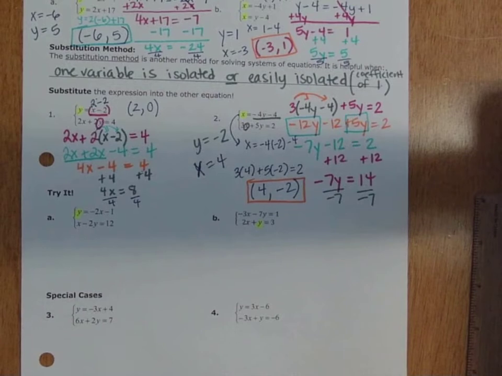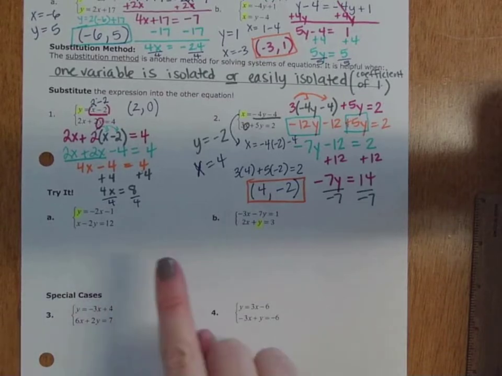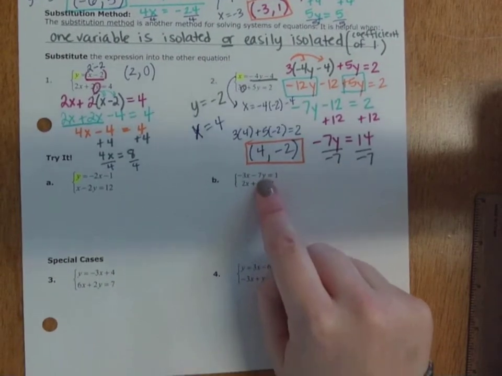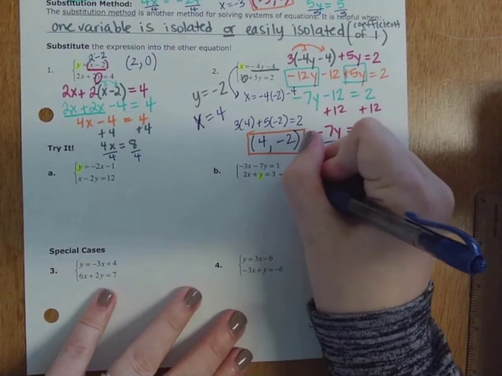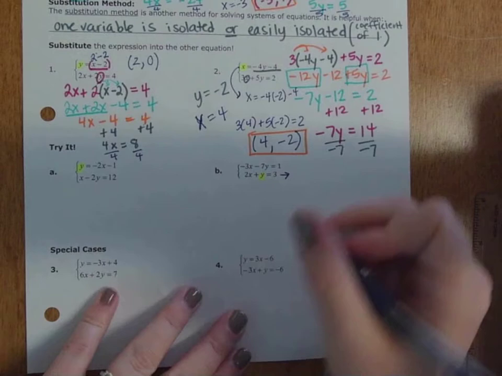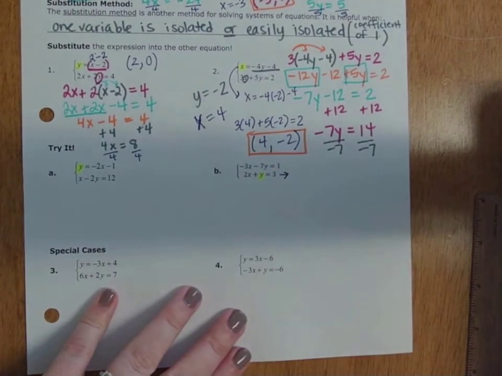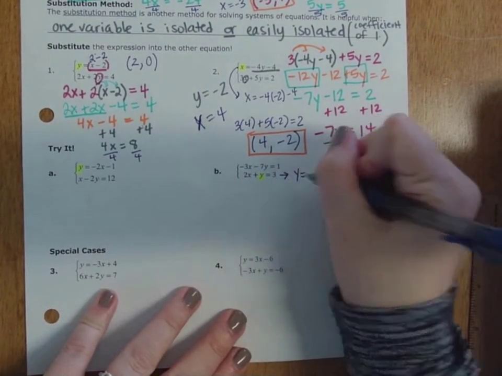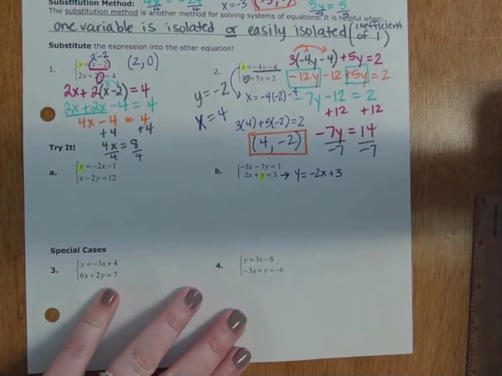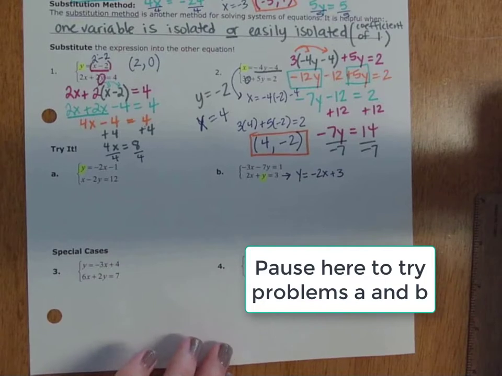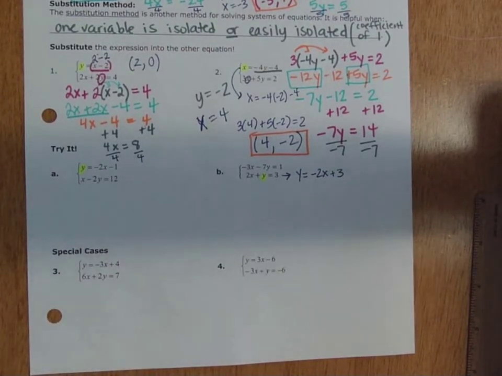Alright, so you have two problems that I'm going to ask you to try on your own. When you get done with them, we're going to walk around and check and see how you're doing. On this one, since it's not isolated by itself, you can manipulate it to make it by itself. So instead of using this equation of 2x plus y equals 3, I'm going to use y equals what? Very nice. Okay. So try A and B, and when you have your answer, raise your hand.